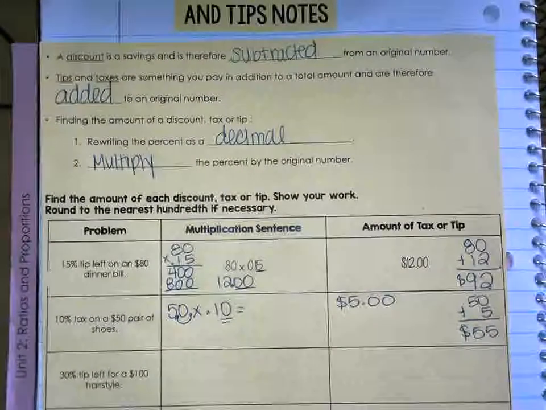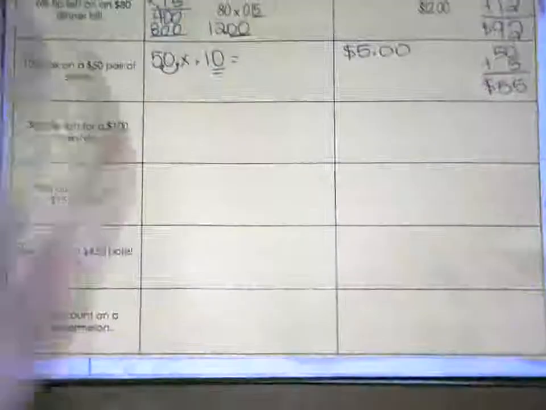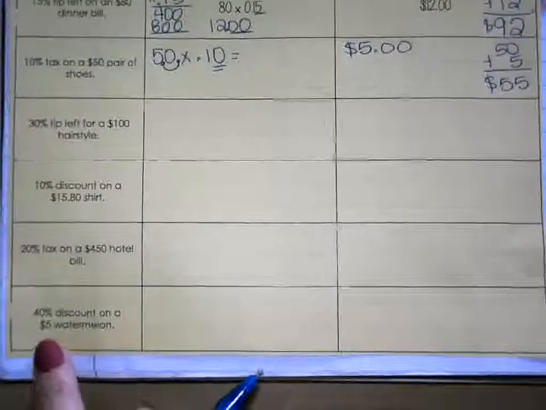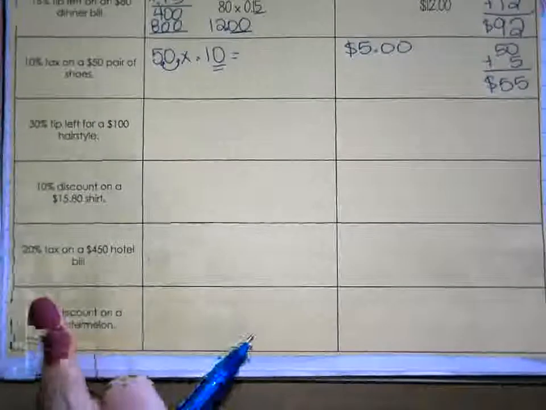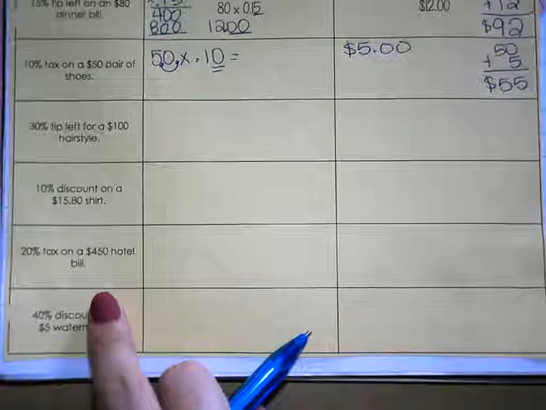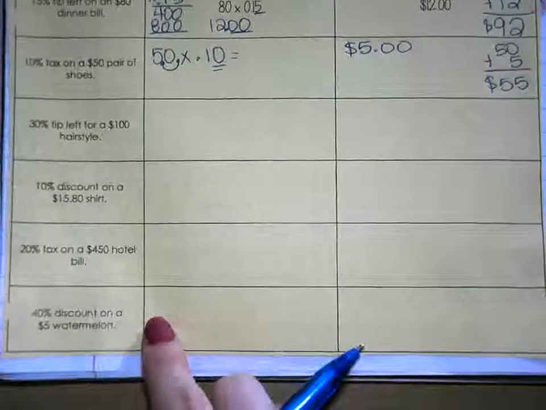Okay, we're going to do the very last one together. So we're going down to the 40% discount on a $5 watermelon. So I want to buy a $5 watermelon, but it is on sale for 40% off. That's what discount means. That's the amount of money that I am saving. So what do I need to do?